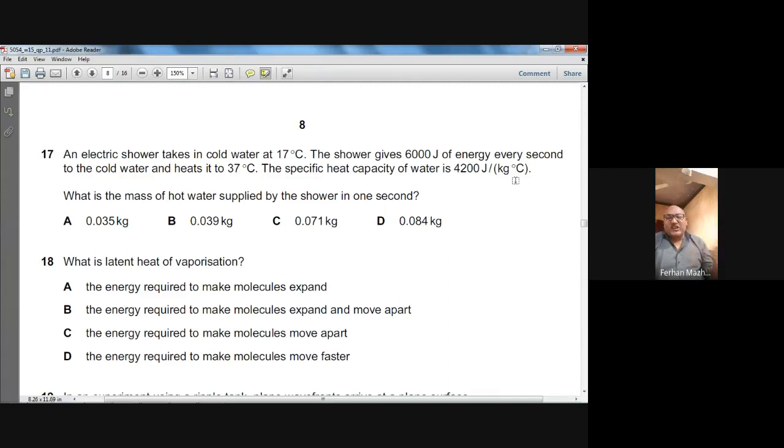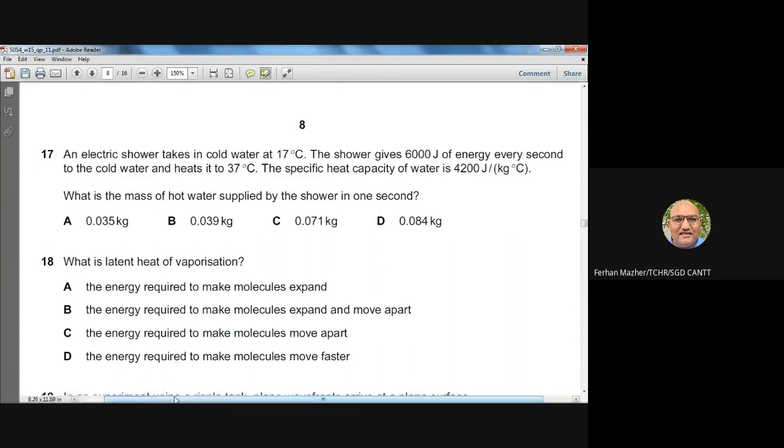So here we have a change in temperature. From 17 degrees centigrade, the temperature went to 37. So there is a 20 degrees centigrade rise in the temperature. The specific heat capacity of the water is 4200 joules per kg per degree centigrade. What is the mass of hot water supplied by the shower in 1 second? So the mass is basically the question. The unit used for mass is kg.